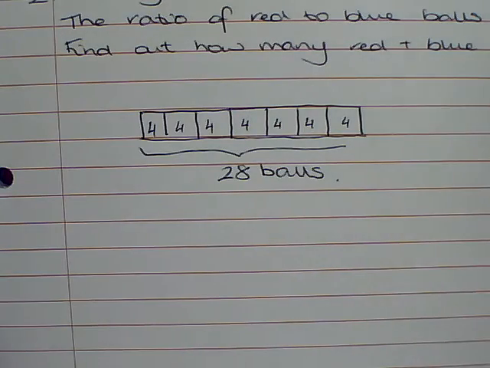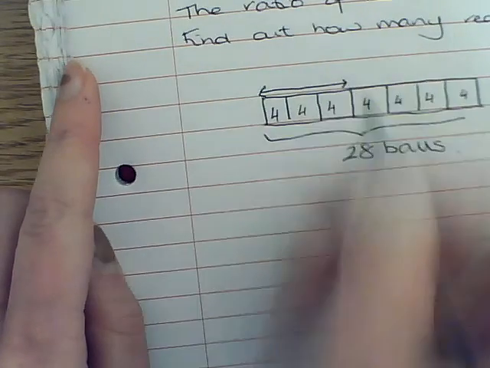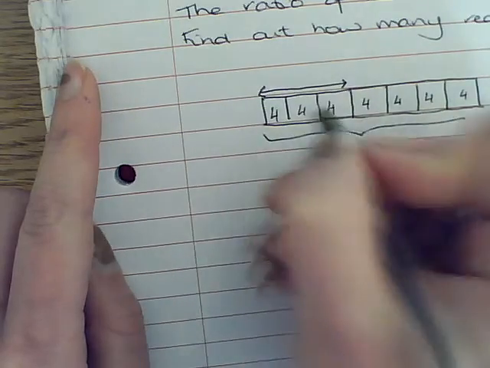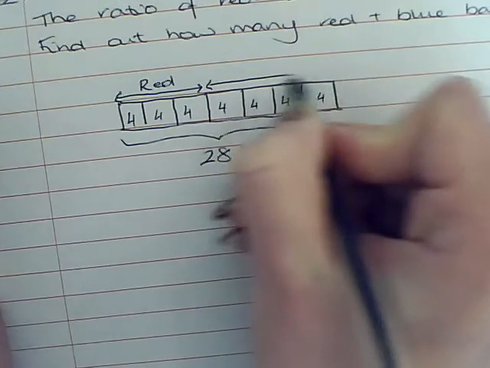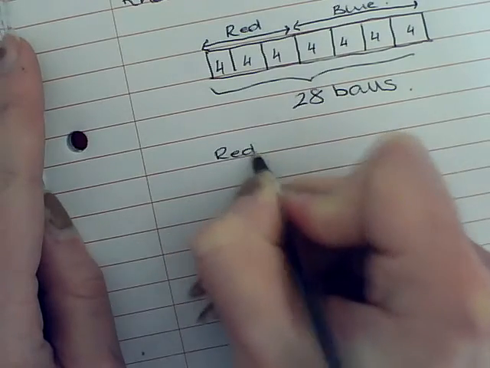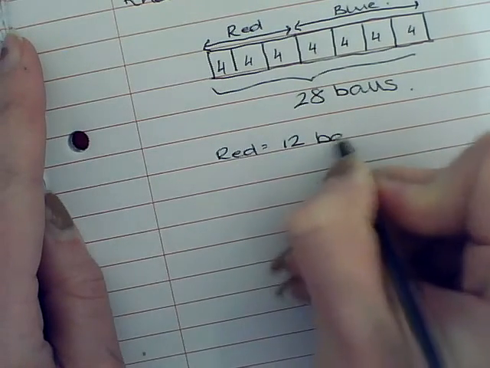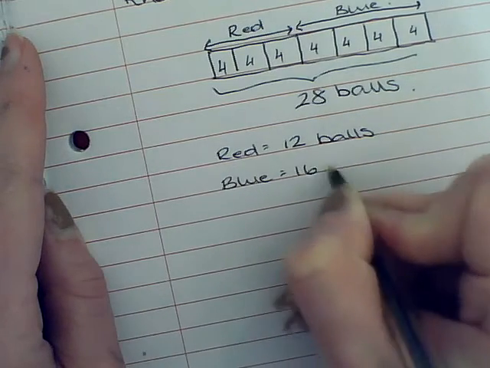Right, for my red, it says red is 3 and my blue is 4. So I'm not going to circle, I'm just going to do wee arrows this time, make it a wee bit neater. These 3 here are going to be my red, and these 4 here, they are going to be my blue. So red balls, I've got 12, and blue balls, I've got 16.